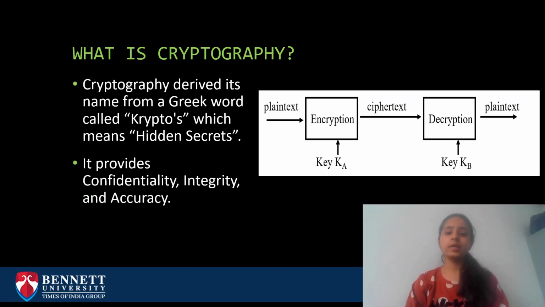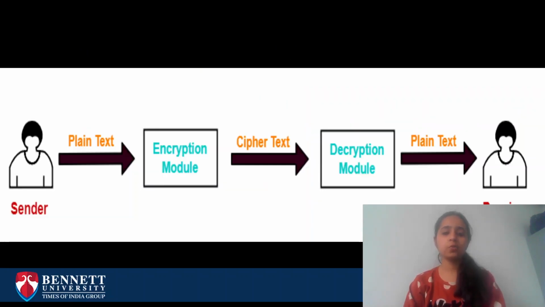So what is cryptography? Cryptography is a technique of securing information and communication through the use of codes so that only those persons for whom the information is intended can understand and process it, thus preventing unauthorized access to information. The prefix crypt means hidden and the suffix graphy means writing. So here is a small flowchart explaining the process of cryptography.